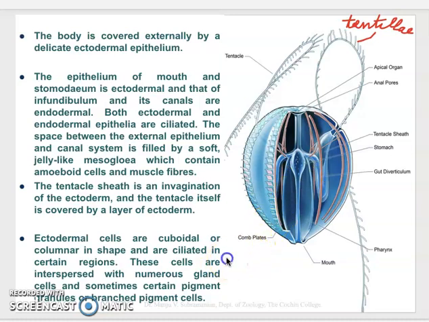If you take a small section of the body wall of this organism and closely examine the outer covering cells, it will look like this. There is the epidermal layer, then a mesoglial layer, then an endodermal layer. This is the endodermal layer, this is the epidermal layer, and in between there is the so-called mesoglial layer. That is, the space between the epidermis and the endodermis is a fluid-filled space, but in between you can see certain cells, amoeboid cells, and the fibrous muscle fibers also.